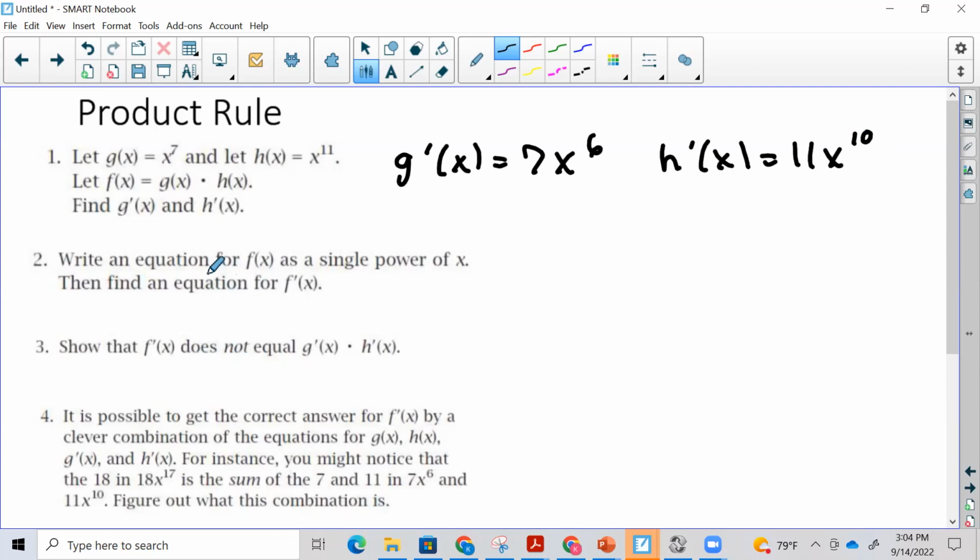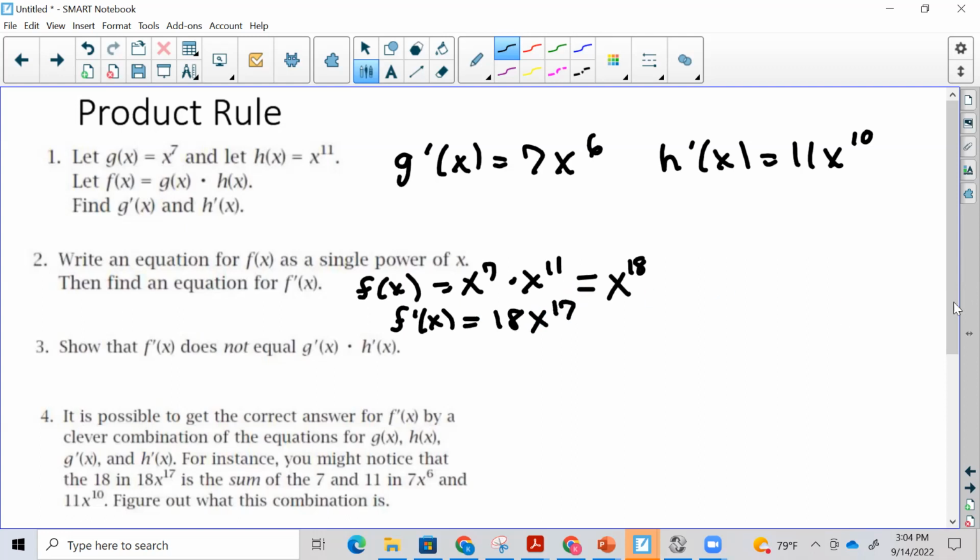And then question 2 says, write an equation for f of x as a single power of x, and then find the equation for f prime of x. So f of x, they said, was g of x times h of x. So that would be x to the 7th times x to the 11th. And since we're multiplying, we add the exponents. So 7 plus 11 gives me 18. Okay? And then if I find the derivative, I get 18x to the 17th.